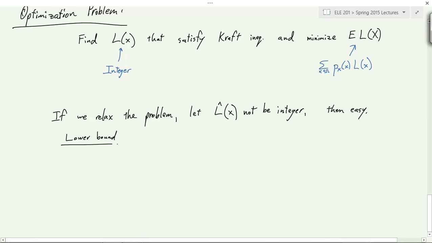Can someone say why this is a lower bound on the optimization we're trying to solve? Yes, exactly. Whenever you're doing a minimization, if you erase constraints, you can get a lower value. You can't be forced to take a higher value, but you might get a lower value. So you always get lower bounds that way. Exactly. So this will give us a lower bound. So let's solve that problem.